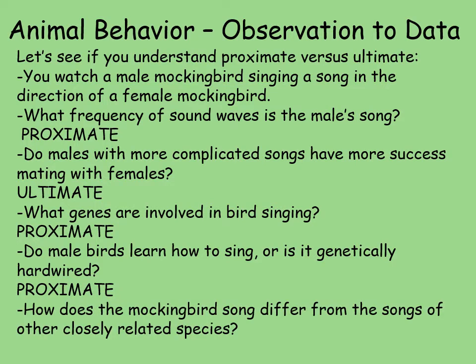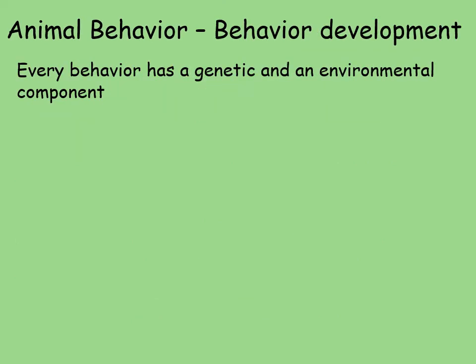That's proximate. You could say, how does the mockingbird song differ from the songs of other closely related species? So this one's a little bit trickier, but here we're talking about comparing it to closely related species. So what we're really getting into here is the evolution of song, like how the song has changed through evolutionary time. So that is an ultimate question. Hopefully that's helped you to go through some examples of proximate and ultimate questions.